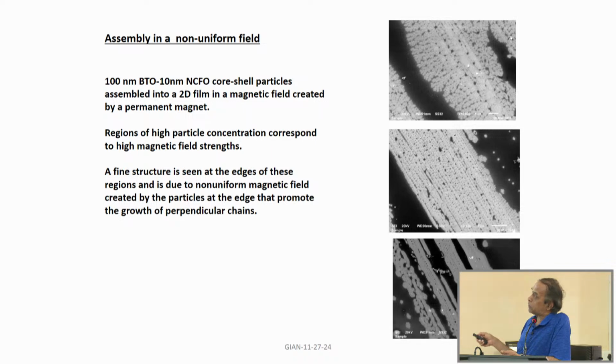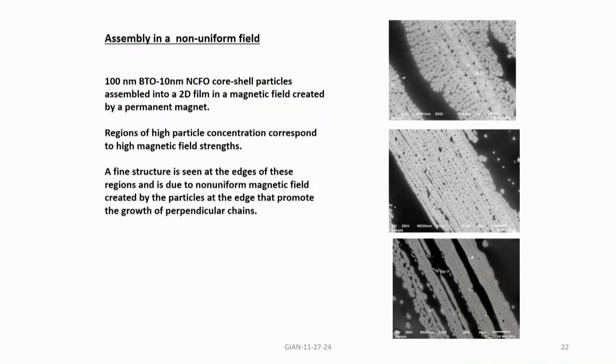These are at much higher concentration of particles, and this is in a non-uniform magnetic field. So, as you see here, there are regions where the particles are concentrated. These are regions of high field gradient. So, the force is maximum along this region, and they line up in this.